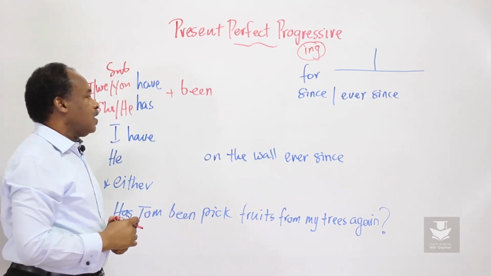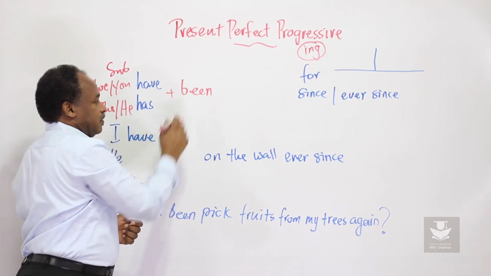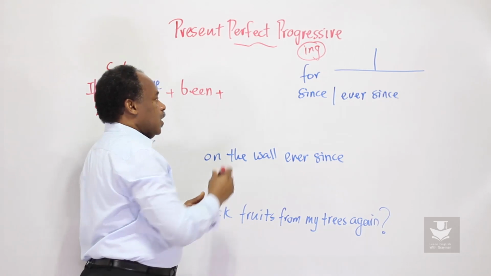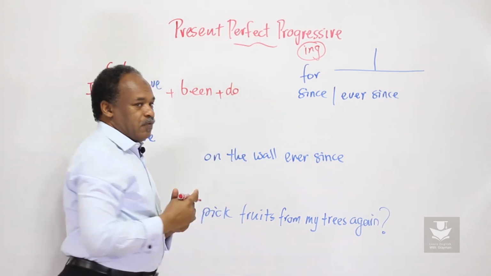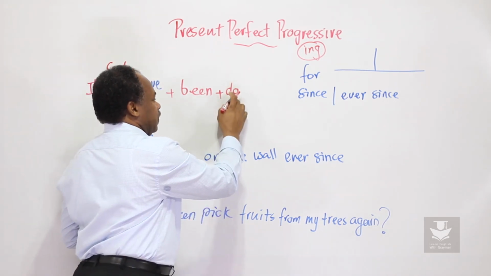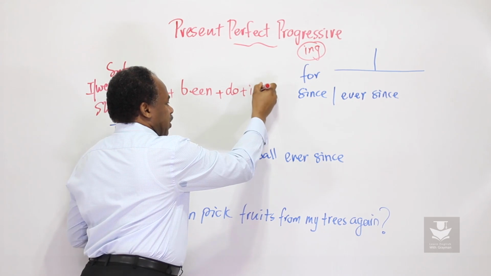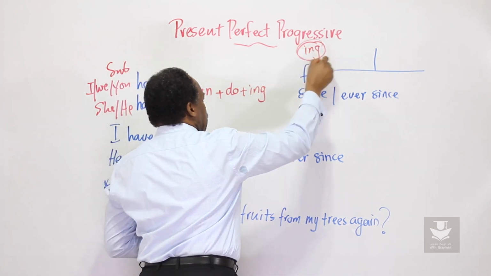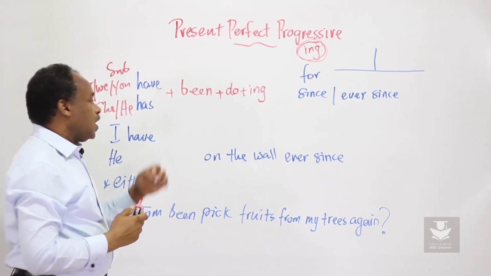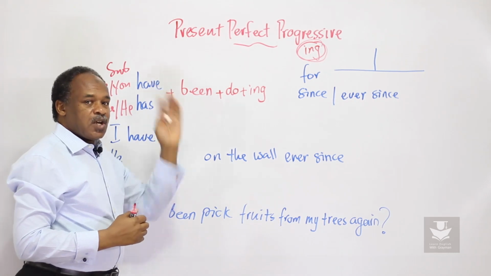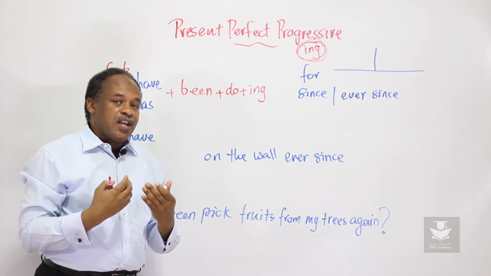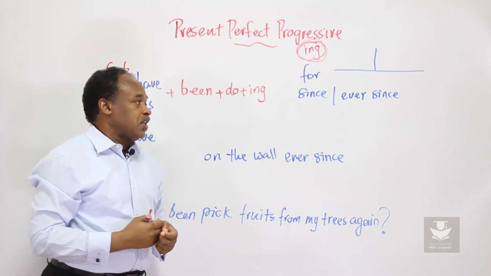I have been. Plus what? Plus a verb. We put "do" as a verb, but it could be any verb. This is the infinitive of the verb, plus ing, as I said here, to show the progressive. We're going to look at some examples. By the way, this tense is one of the tenses that are easy to understand and easy to use at the same time.